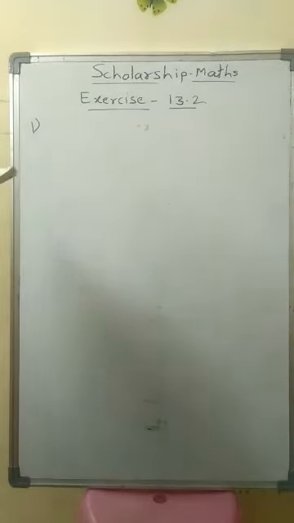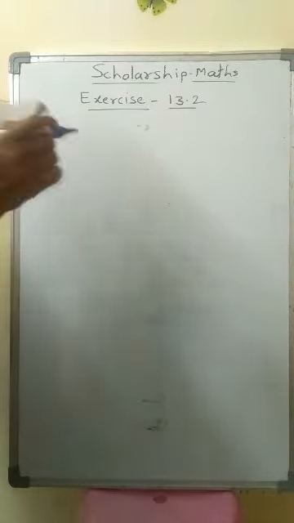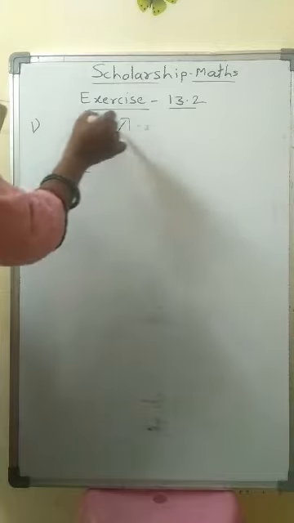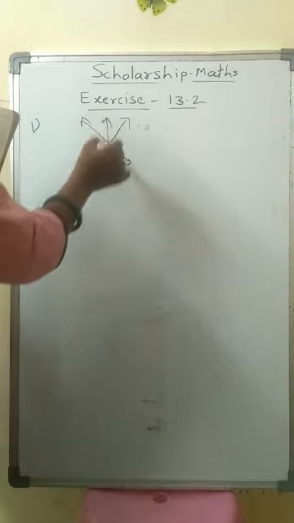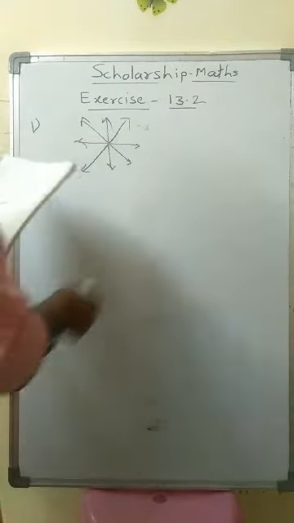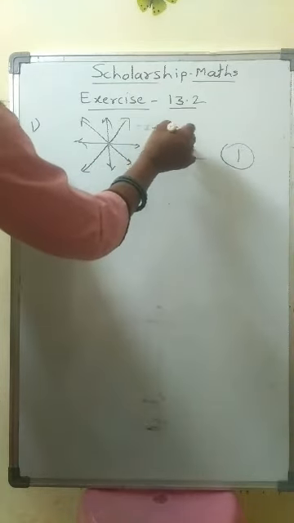Now, first example: how many lines can be drawn passing through a point? We take a point here. We already covered that concept. From one point you can draw an infinite number of lines. So that's why option number first is the answer, and the answer is infinite.